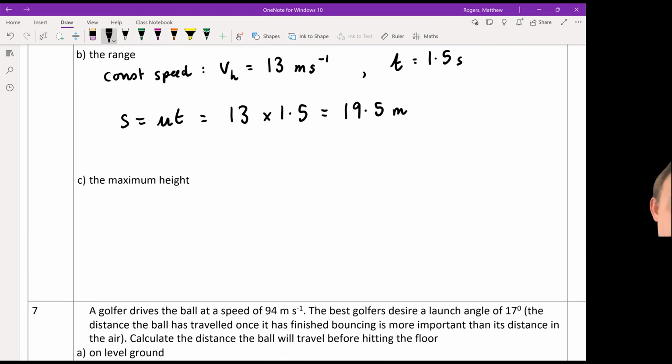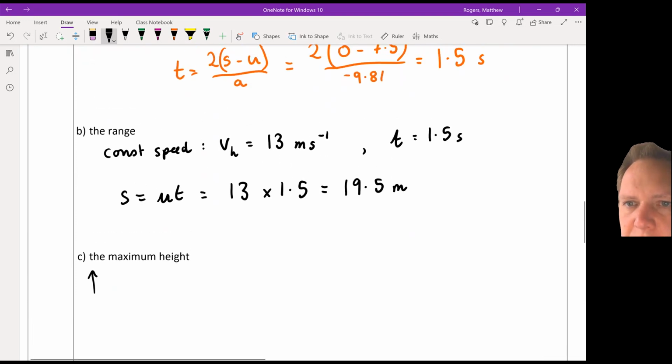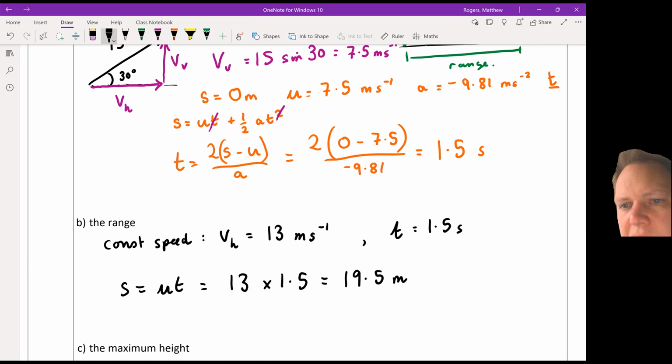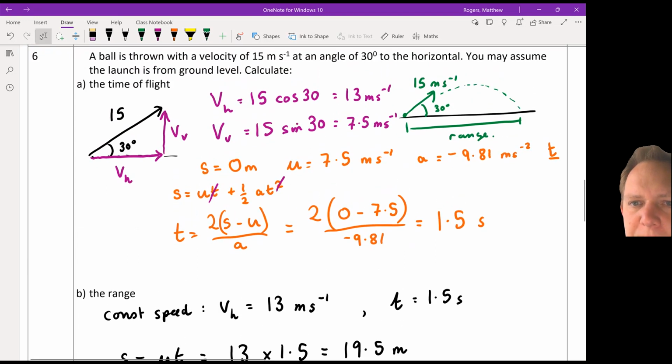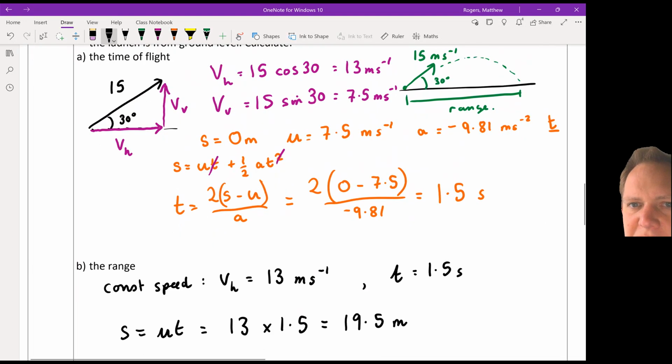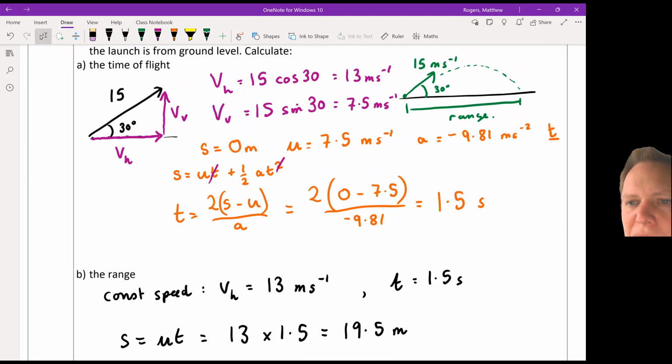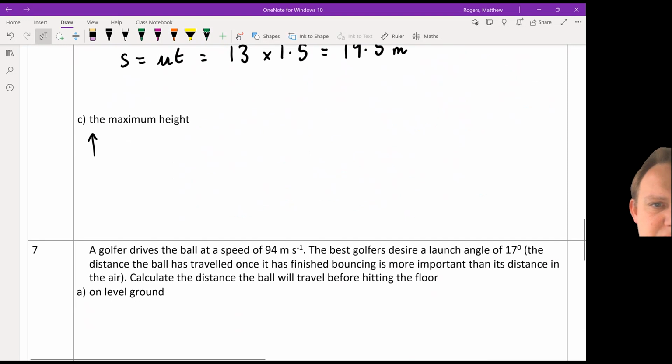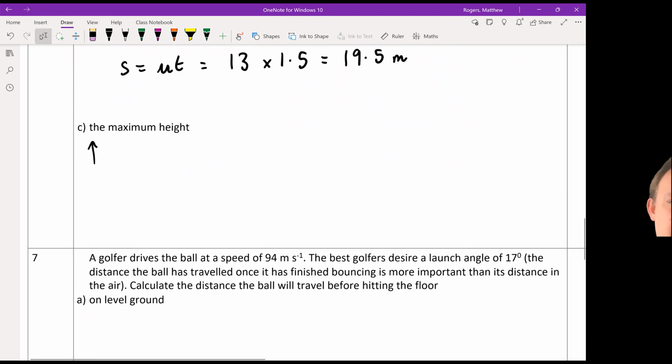So we're back to dealing in the vertical direction. There's a couple of approaches. One approach might be to say that the time at which it reaches maximum height is half of 1.5. I think the way I look at it is the more rounded values you use, the greater chance there is that your rounding is going to cause a problem with the final value you get.